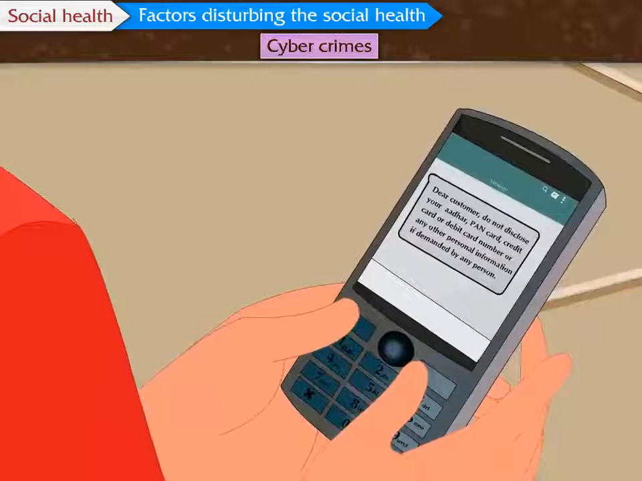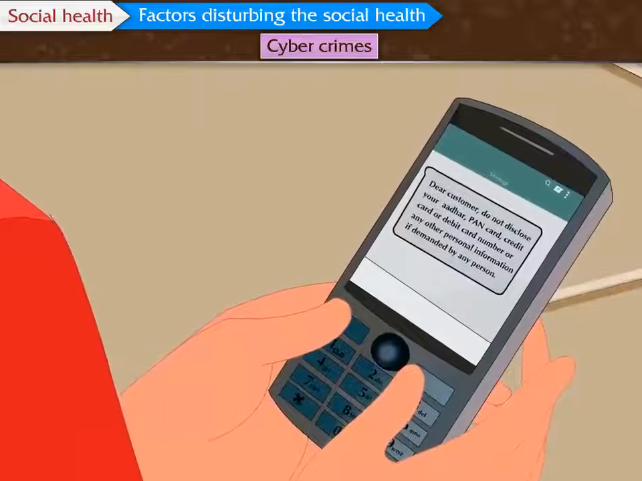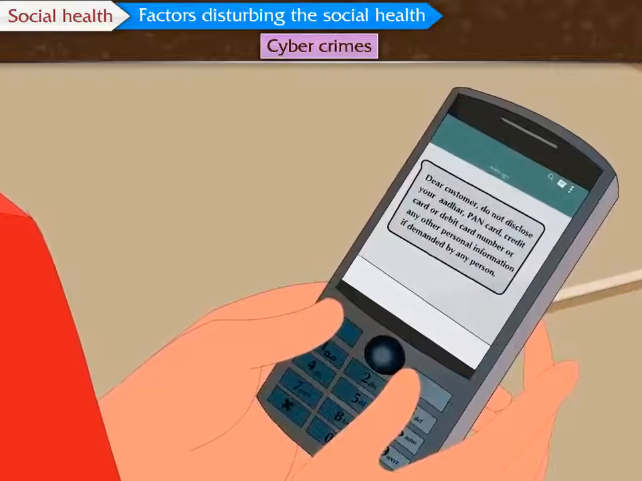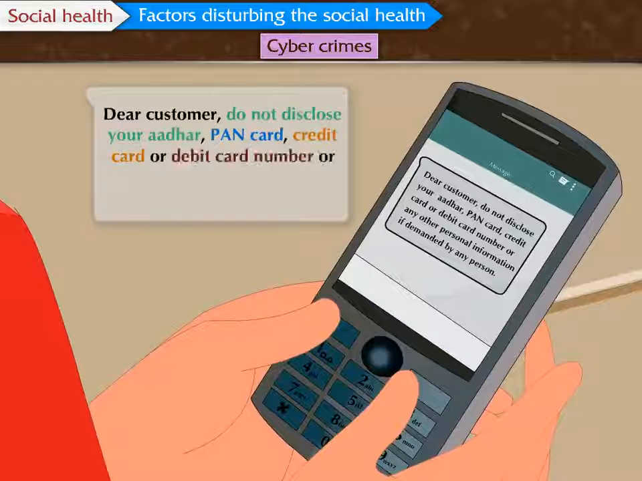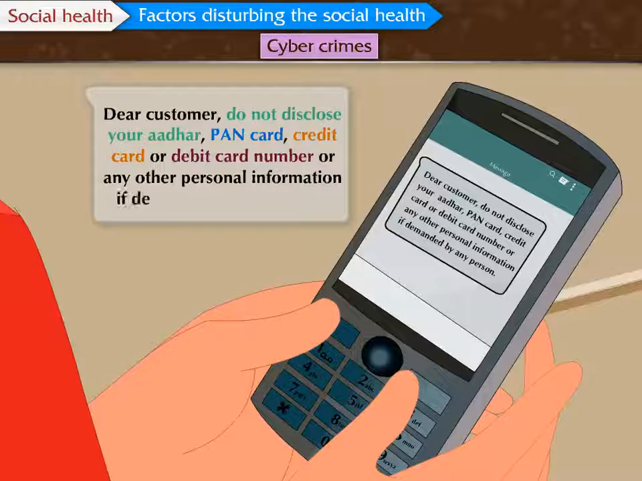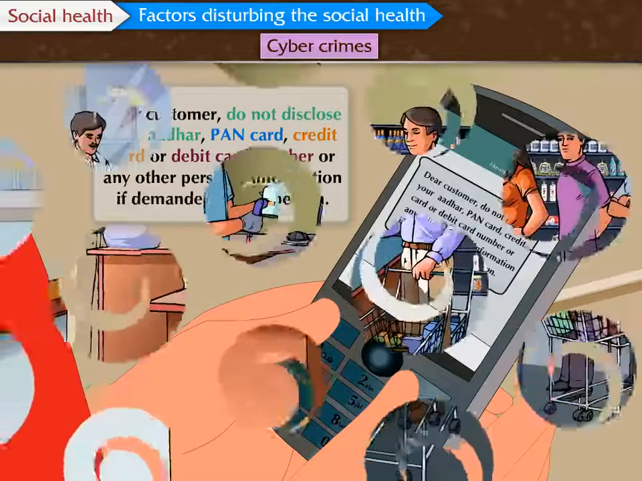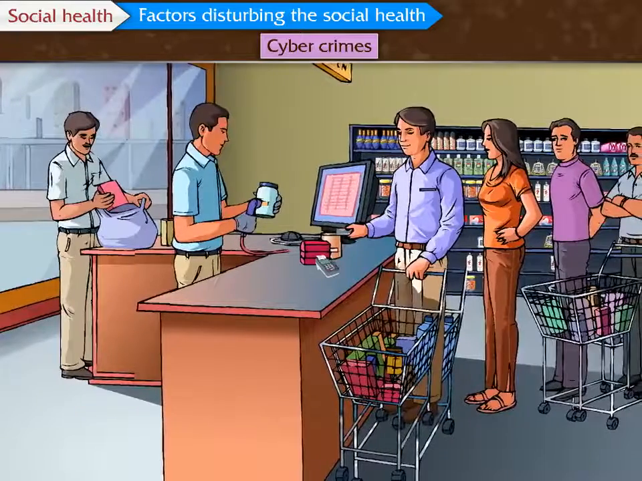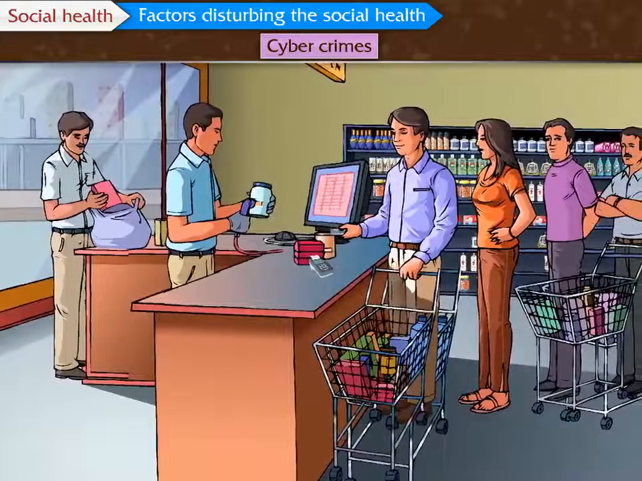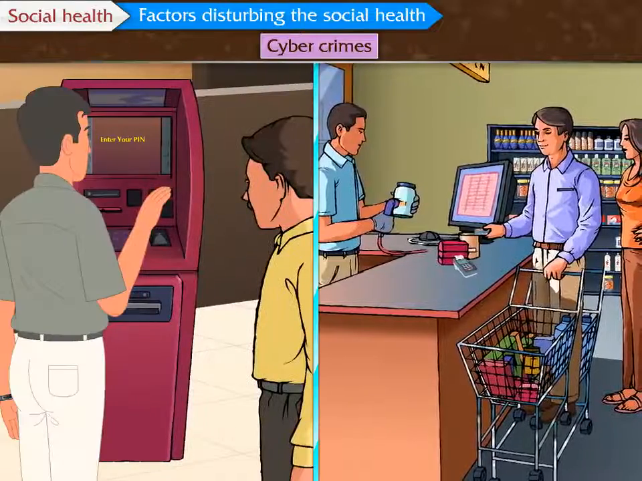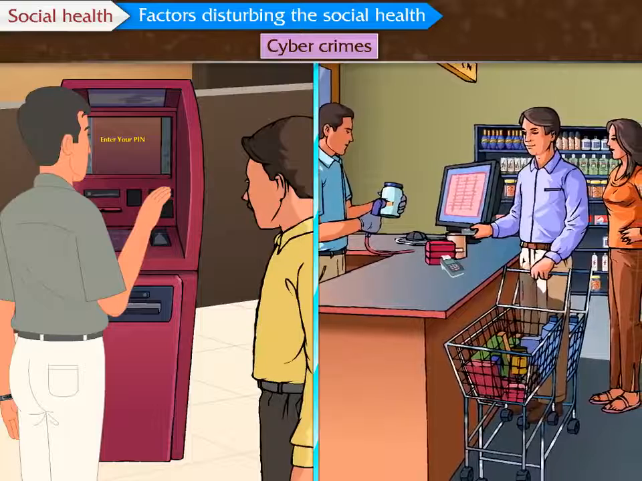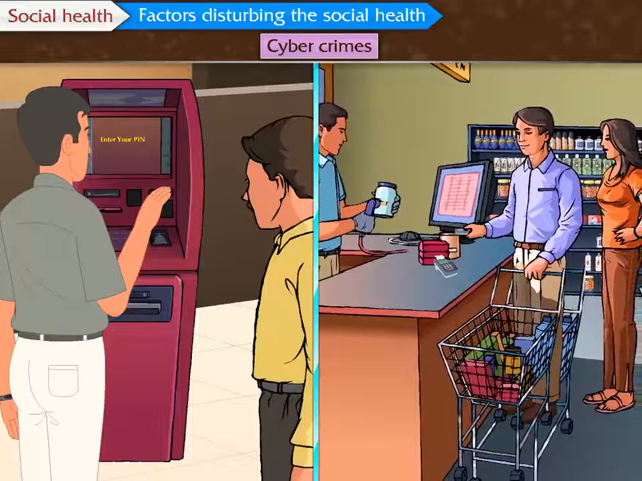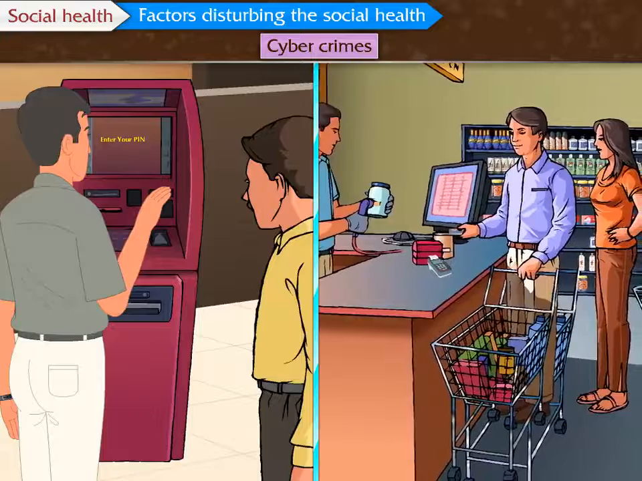To avoid such incidences, banks continuously spread the message on the registered mobile phone number to not disclose the Aadhaar, PAN card, credit card or debit card number or any other personal information if demanded by any person. Along with this, to avoid transactions by scammers, banks also instruct their customers to not disclose their PIN to anyone while withdrawing cash from an ATM machine or purchasing through card payment.